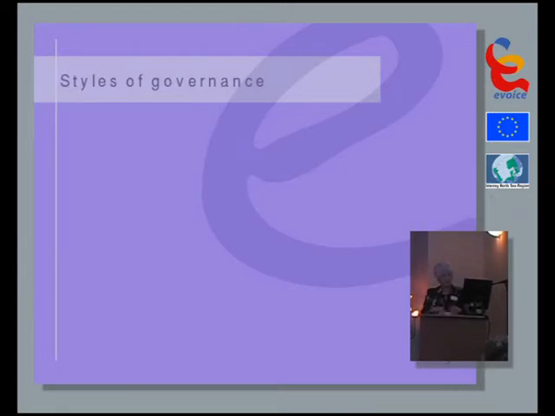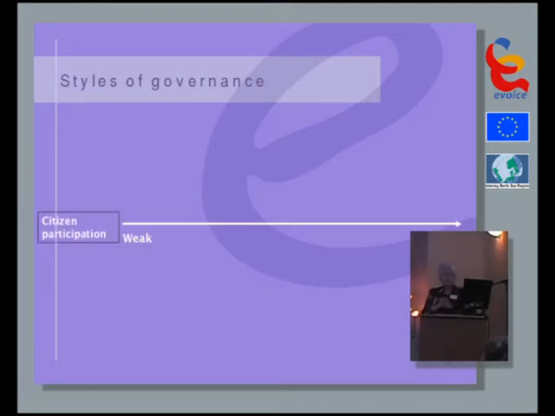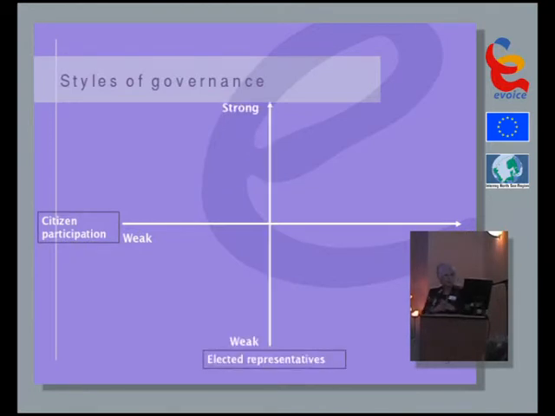And what I really want to have a look at is an alternative model of democracy, which is two-dimensional rather than just one-dimensional, as we saw just now. First of all, there are the citizens whose participation may vary from weak through to strong. But there's also the dimension of the elected representatives, who again may be weak or strong. I think in the UK we would characterise this as political leadership.